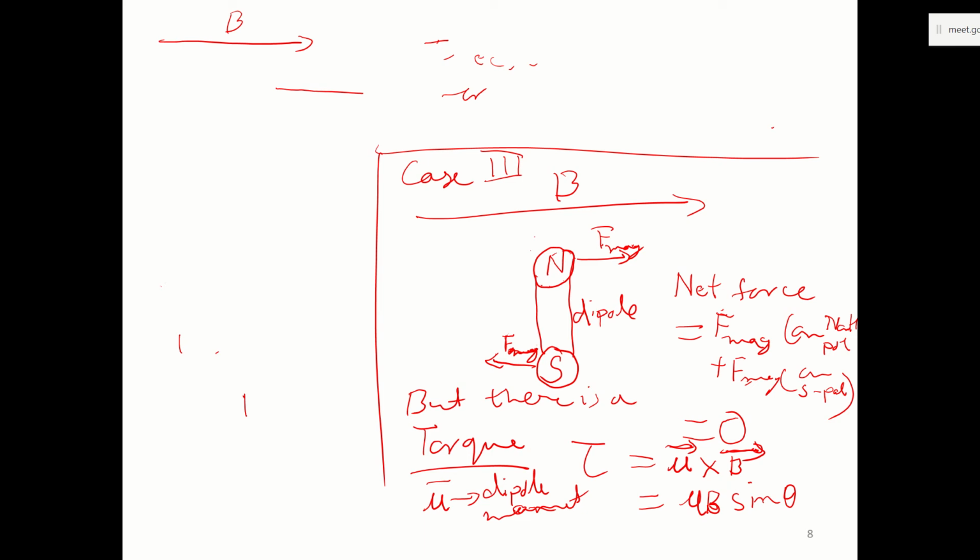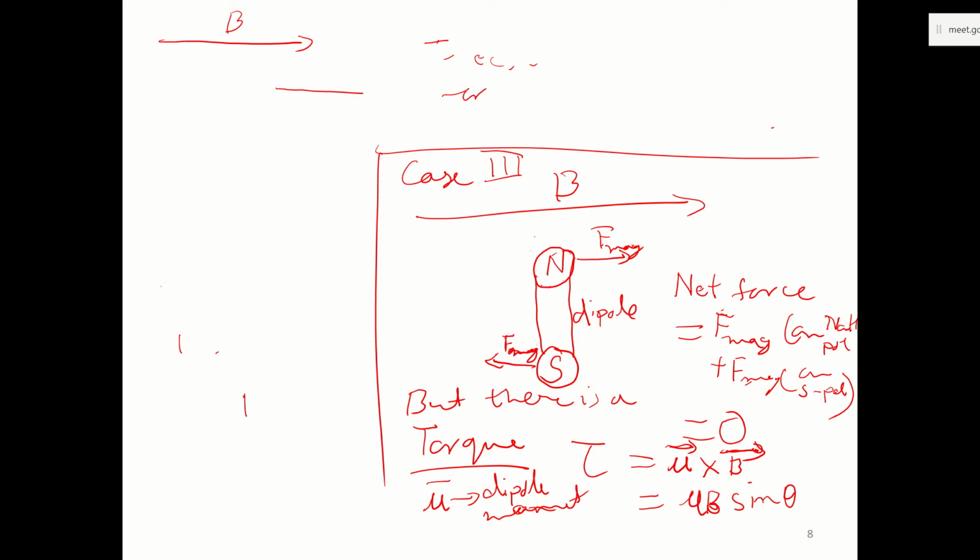So the natural tendency would be to align with the field. If you have an interactive system of a dipole, whether it's an electric dipole or a magnetic dipole, there is a tendency to align with the field so that the energy becomes minimum, because of the effect of the torque.